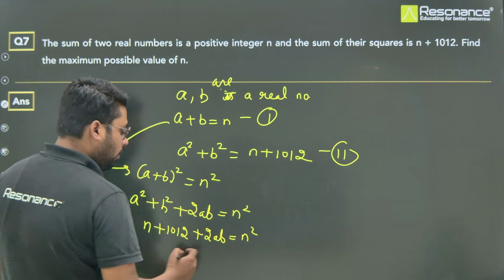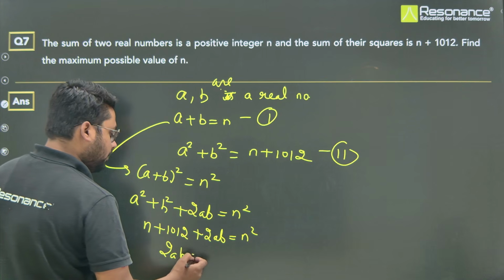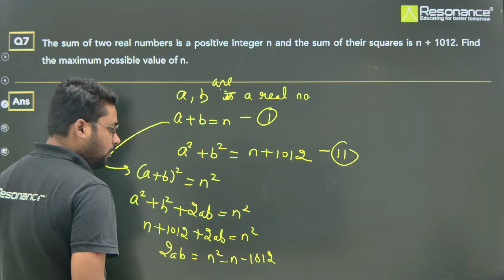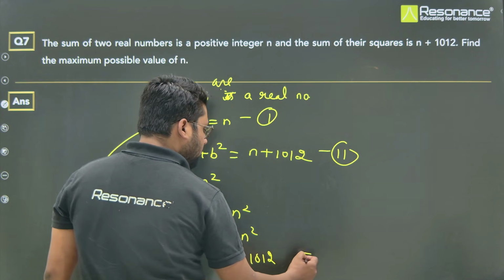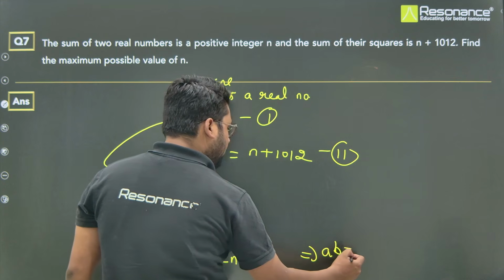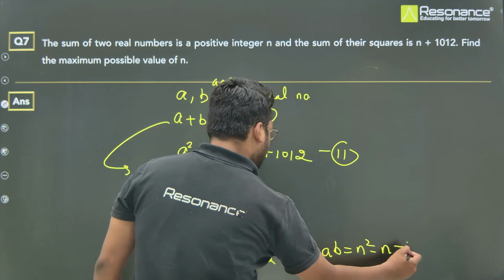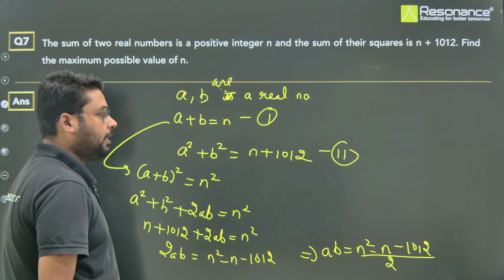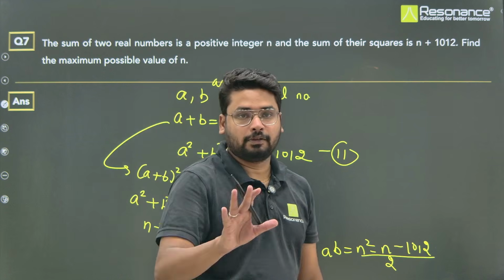n square, so 2ab will be n square minus n minus 1012. This implies that ab will be n square minus n minus 1012 divided by 2. We have the value of ab.